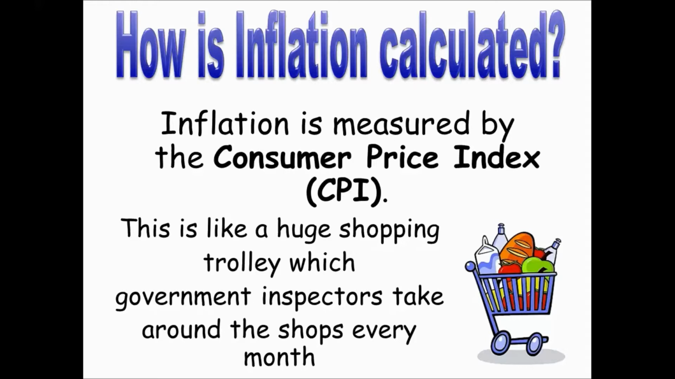The way that inflation is calculated is that quite literally there's a huge shopping trolley which government inspectors take around the shops every month. Now the shopping trolley doesn't change. Every month they buy the same thing and they record the change in prices of the cost of the trolley. That gives them a pretty good indication of inflation over time. Now mind you, it's not just food items that they're buying, they're also purchasing petrol, the cost of living, houses, electricity, utilities, stuff like that as well. But the analogy of a big shopping trolley is quite apt, and it all leads into the consumer price index.